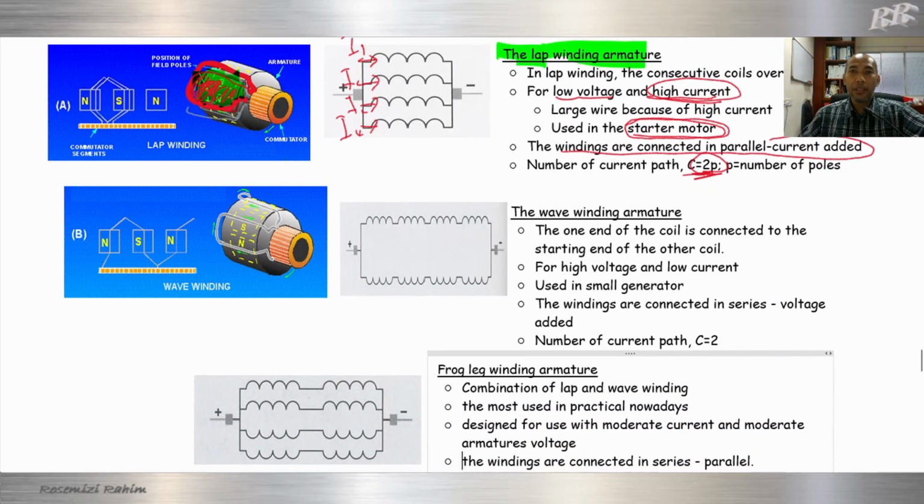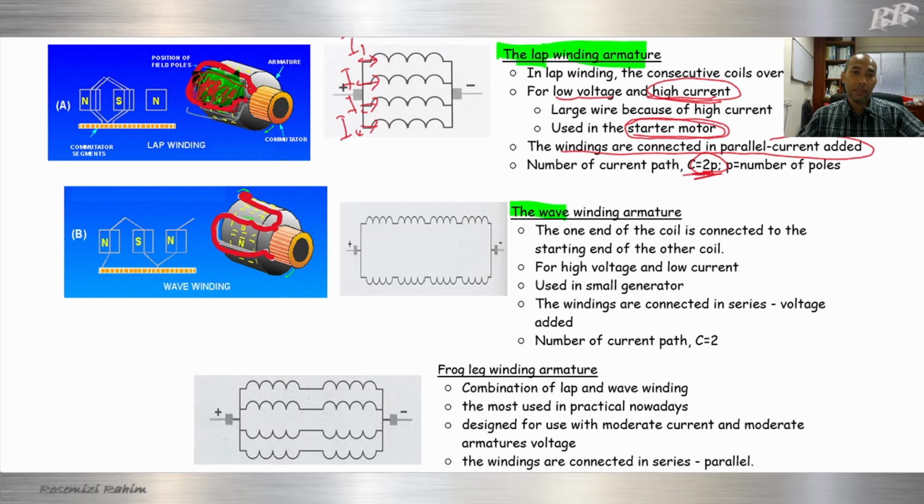The second type of winding is wave winding. Okay, let's look at this connection. First we connect from the commutator, this coil goes around the poles, and then completes one coil. So the second coil just continues the first coil. Okay, this one is the second coil.